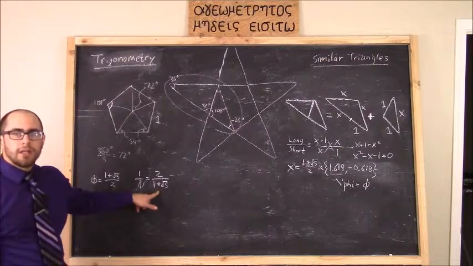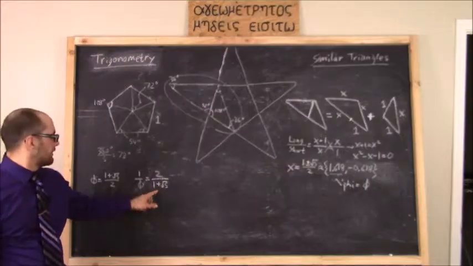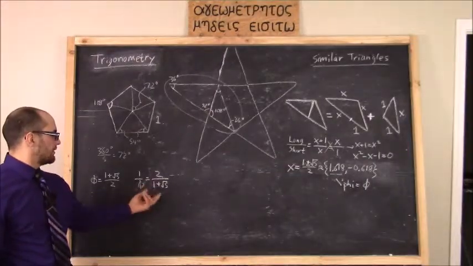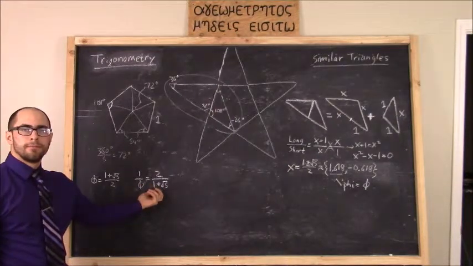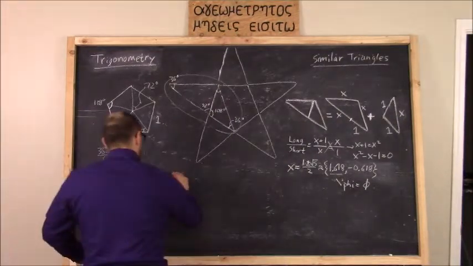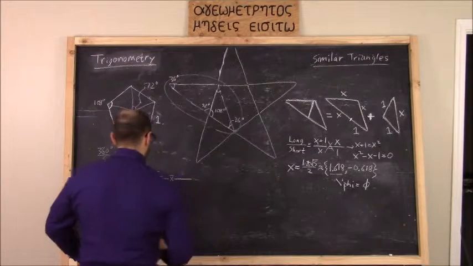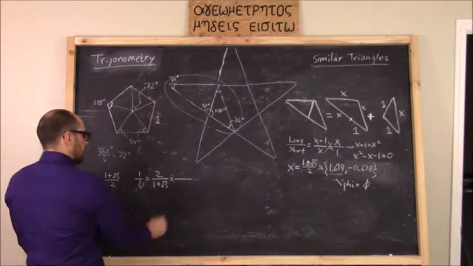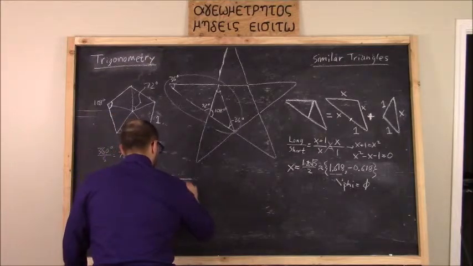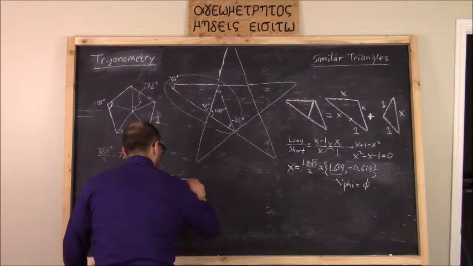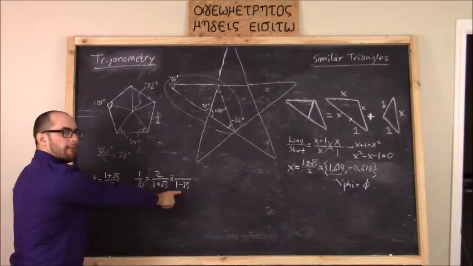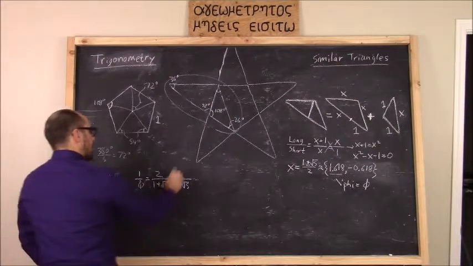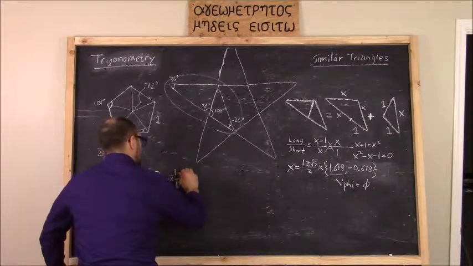Now, to rationalize the denominator, how do I do that when there's two terms? Well, to do that, we multiply by what is called the conjugate. This is 1 plus square root of 5. I'll multiply by 1 minus the square root of 5. If I multiply on the bottom, I have to multiply the same thing on the top.